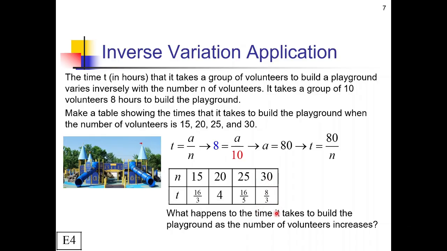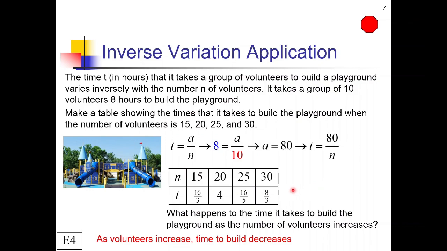So what's happening to the time it takes to build a playground as the number of volunteers increases? Well, if we want to be really general, we could say that as n goes up, t is going down. If you look at these values here, this is like 5 point something, 4. This is like 3 point something. This is like 2 point something. So definitely as volunteers increase, time to build decreases. Now we could be a little bit more specific, and if we kept going, we might notice that we were decreasing our time by less and less each time.